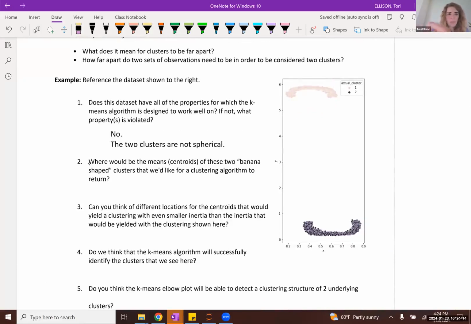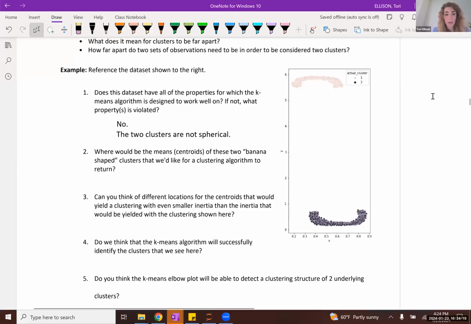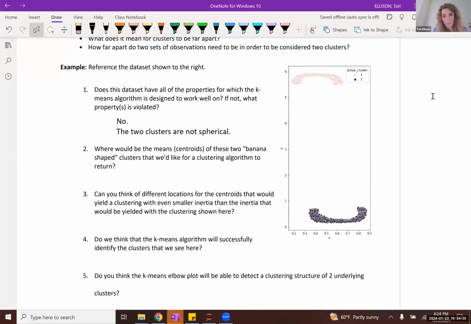To determine how k-means might perform, it's fruitful to think about where roughly would be the two centroids of the two clusters that we've identified here. Again, the centroid is simply the average of all the x-axis values and all the y-axis values of a given cluster. So I would say the average of all the points in this cluster is something like this, and the average of all the points in this cluster is something like this. So this would be centroid 1, and this would be centroid 2.